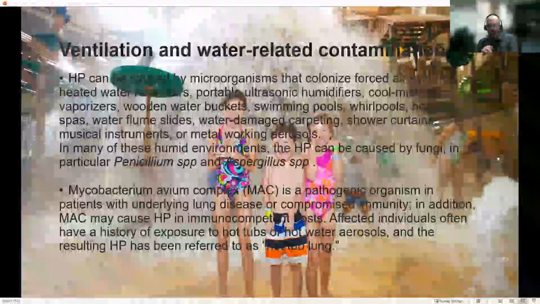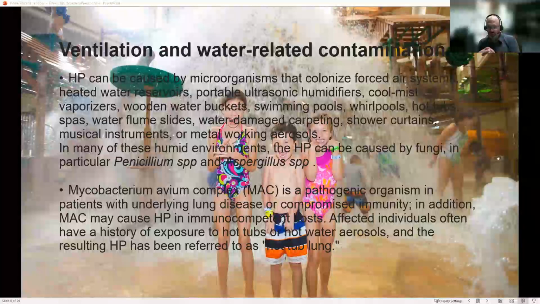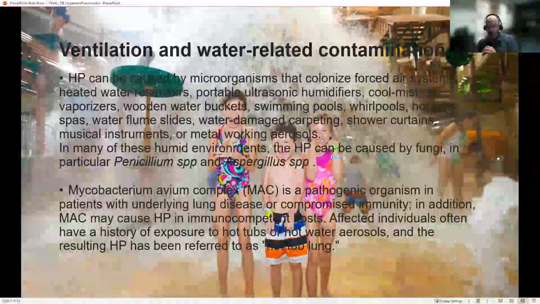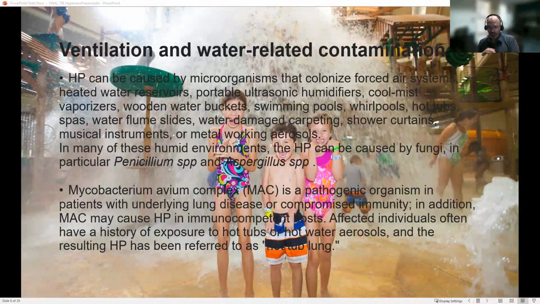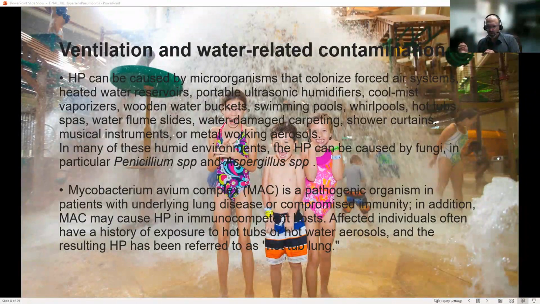So HP can be caused by microorganisms that colonize forced air systems, heated water reservoirs, humidifiers, vaporizers, swimming pools, whirlpools, hot tubs, water flume slides. Usually it's of the Penicillium or Aspergillus species. I was reading more about this and I felt like it's more of like, if you build it, they will come. So if you have stagnant water in places, especially places that can be aerosolized.